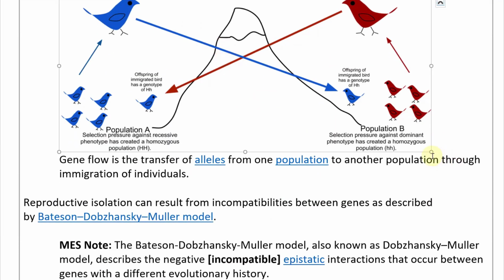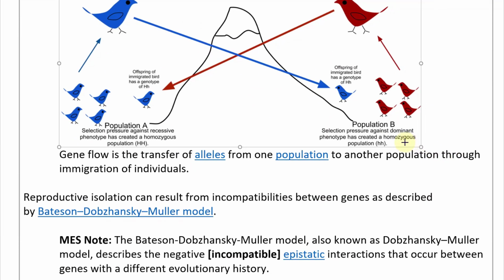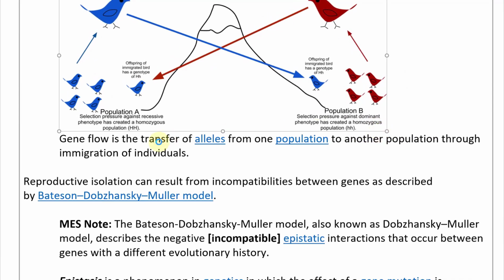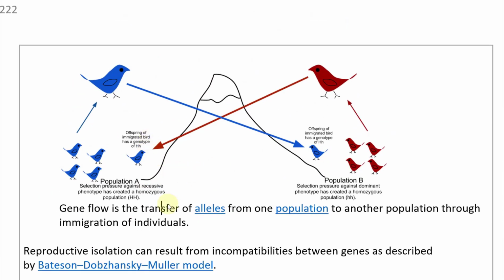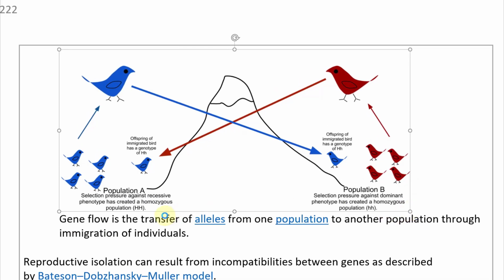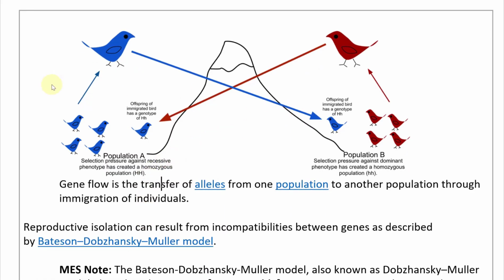So, for example, here's an isolated setup right here. Let's just look at this one here. Gene flow is the transfer of alleles from one population to another population through immigration of individuals. So you're transferring the genetic material, or the alleles, so the types of characteristics.